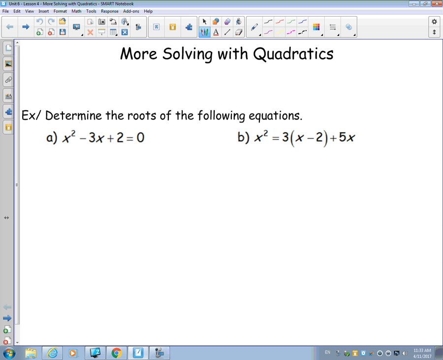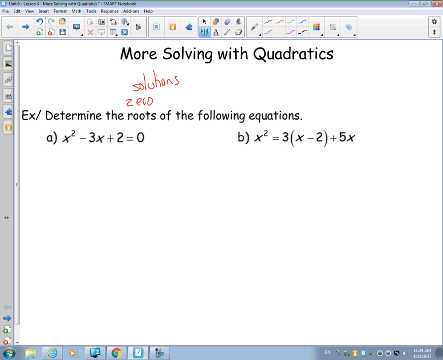This question asks us to find the roots. Roots, another name for zeros, another name for solutions, another name for x-intercepts. Okay. And our objective when we're solving quadratics, finding roots, number one, they have to be in standard form. Number two, they have to be equal to 0. And then we're either going to try factoring it, that's a preferable method, or the quadratic formula if not.